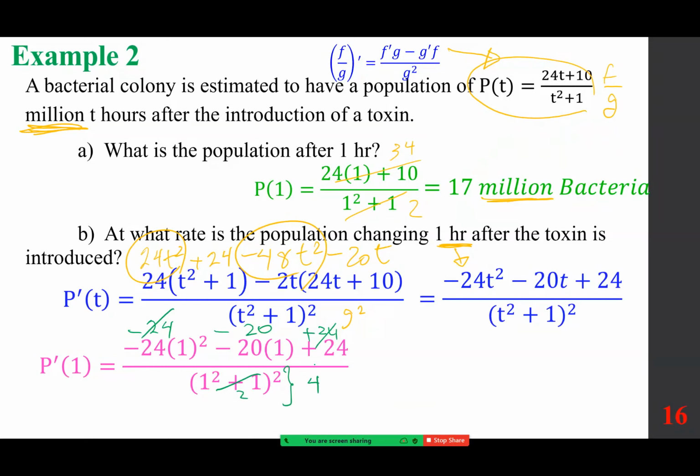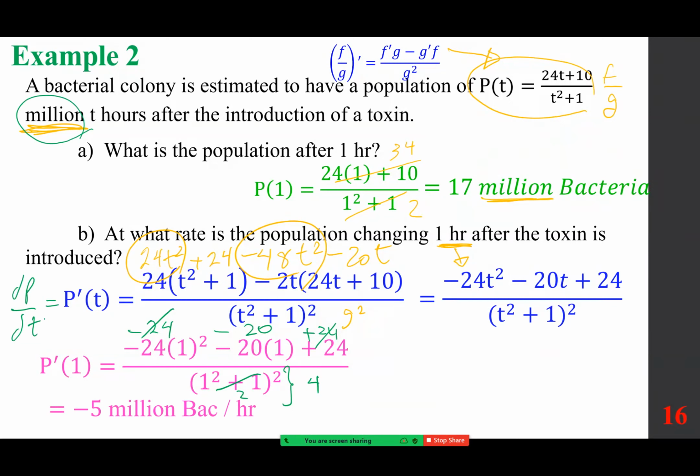But why is it negative 5 million bacteria? Again, the same thing as happened here. Minus 5 million bacteria per hour. Remember, p prime of t was dp dt in Leibniz's notation. So the change in population over the change in time. So minus 5 million bacteria per hour.